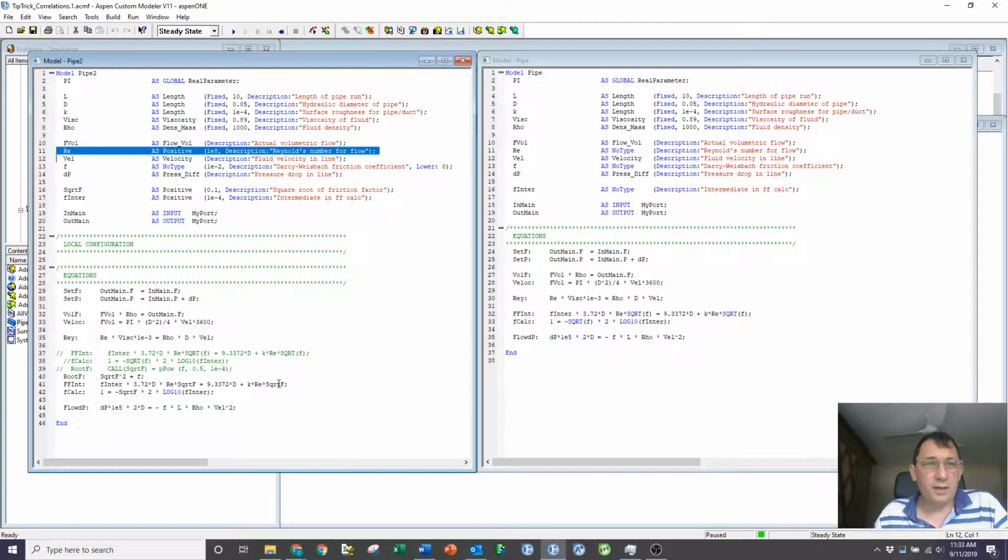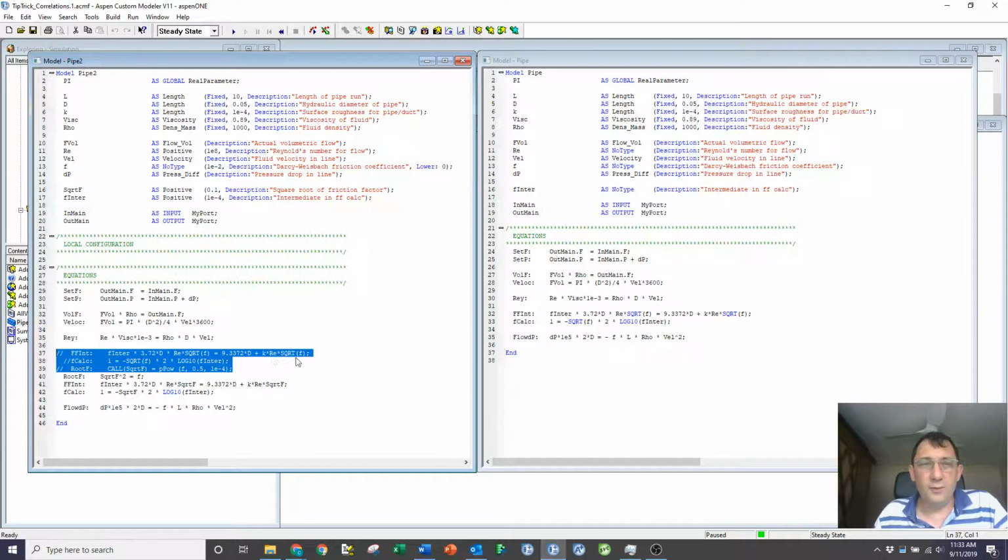The other thing I've done down here is I've commented out using the square root. It's there and it solves, but I don't really trust it. So what I've done instead is I've created another intermediate variable, squirt f, and then I've said I could use the p-power function, but instead I'm squaring both sides of the equation to say f is equal to square root of f squared.